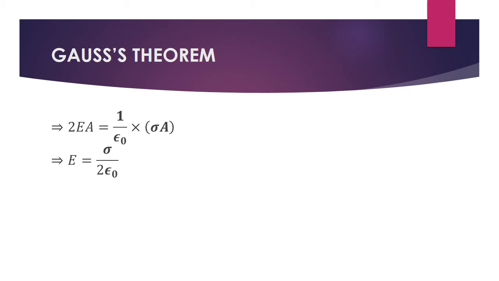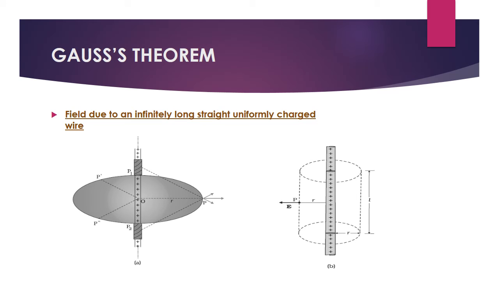The next example is on finding out the electric field due to a uniformly charged, infinitely long straight wire. The linear charge density of the wire can be assumed as lambda. The first figure, figure A, shows how at any given point P, the electric field should point radially outwards. Two elements P1 and P2 have been taken that lie symmetrically with respect to any point O.